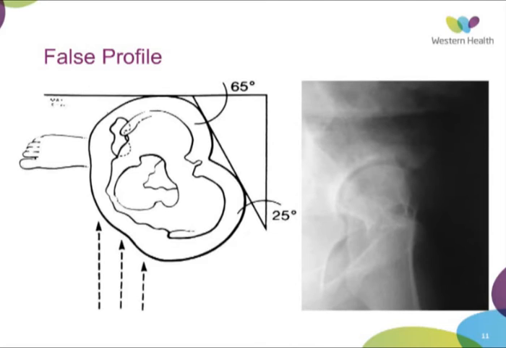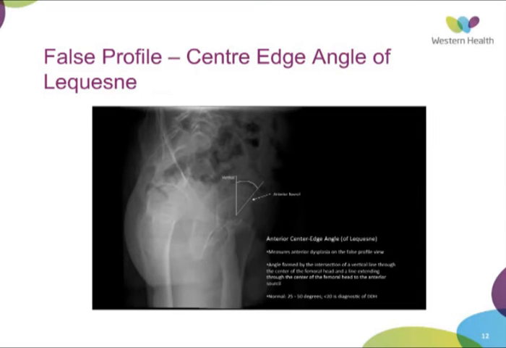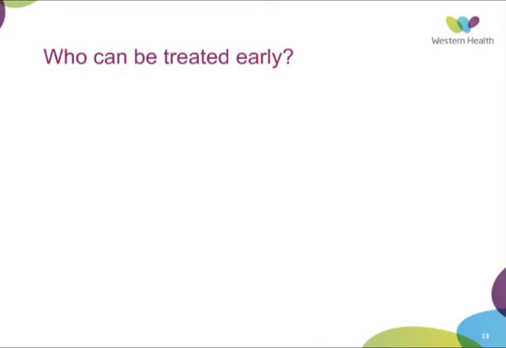So the false profile is a view that we take when the patient is at 65 degrees to the horizontal, and it's looking at the coverage on the front of the acetabulum. You can see from the diagram it looks straight down the femoral neck, as opposed to a true lateral of the hip, which might have a bit of anteversion built in. And we can measure on that the centre edge angle of Lequesne. It's the anterior coverage. With the centre edge angles, we say normal is about 25 degrees or greater. This particular person doesn't have an anterior coverage deficit, but on the film we showed earlier, you could see quite a degree of uncoverage laterally.